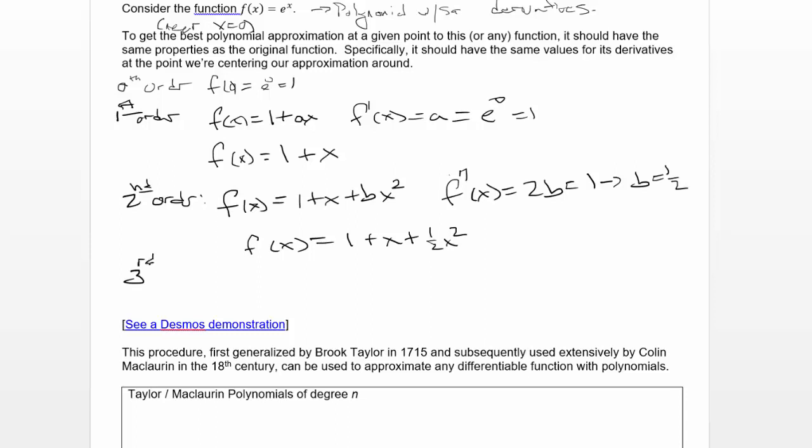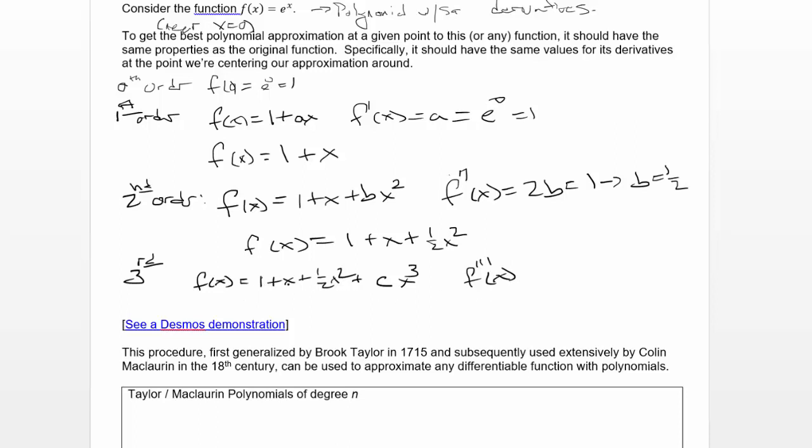How about you look at a third order? This would be a polynomial whose first three derivatives are all the same. So I think I should start with 1 plus x plus 1/2 x squared. And now I want an x cubed term. Note that I want the third derivative to be the same as the original function's third derivative at 0.